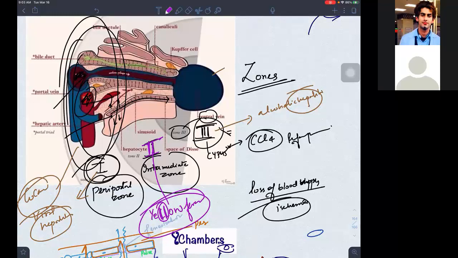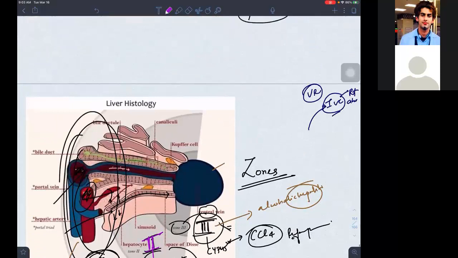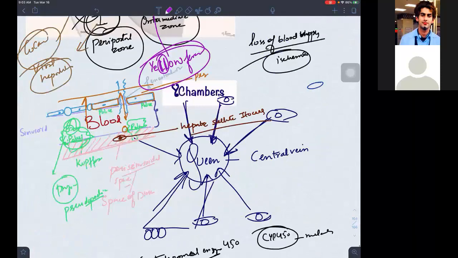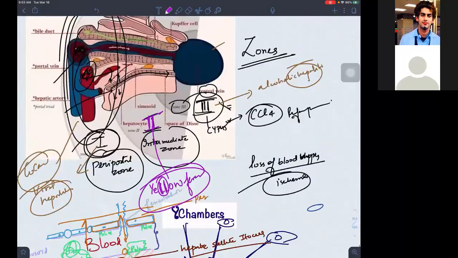Is there any problem understanding this histology? Is there any problem with the concept?